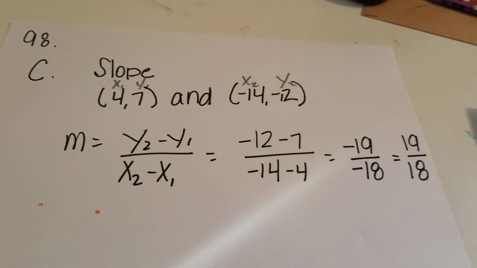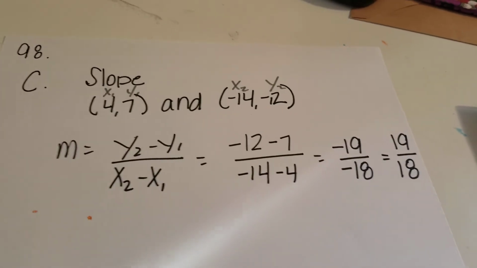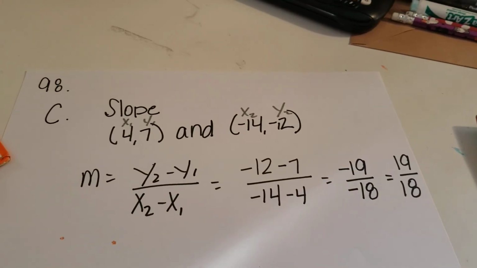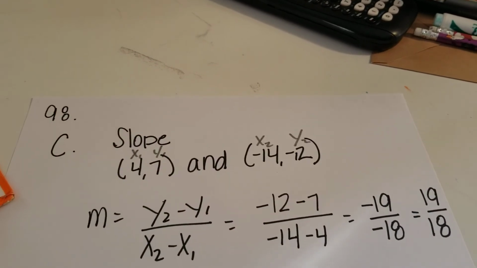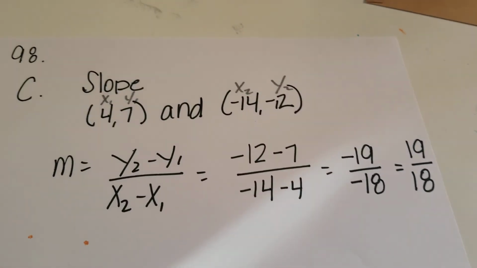You want to keep this in fraction form. You don't want a mixed number, decimal, or something else. You want it in fraction form because it's rise over run, and if we want to count something, we want to be able to just count up and over.